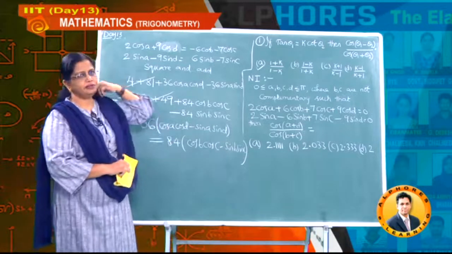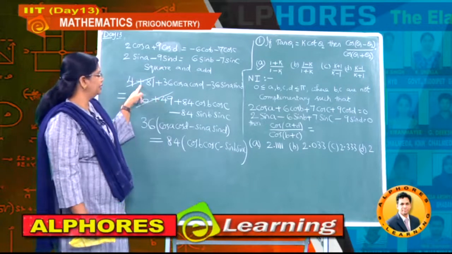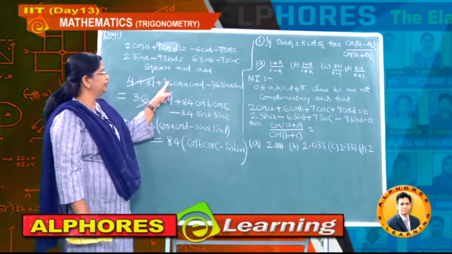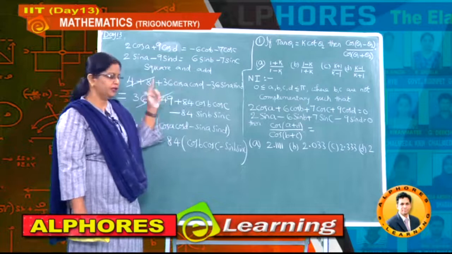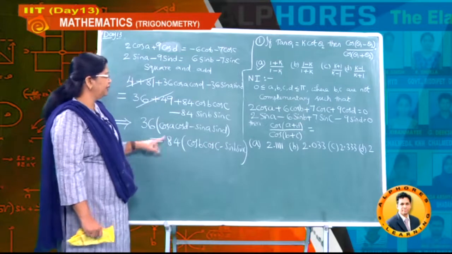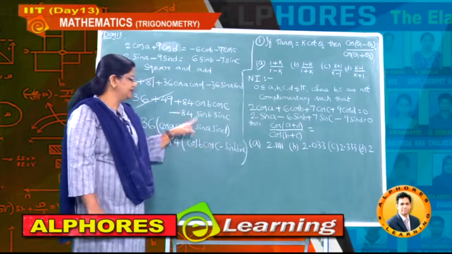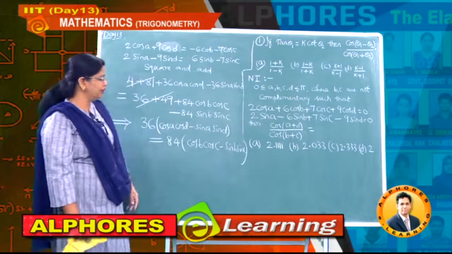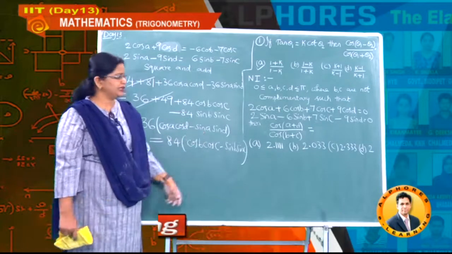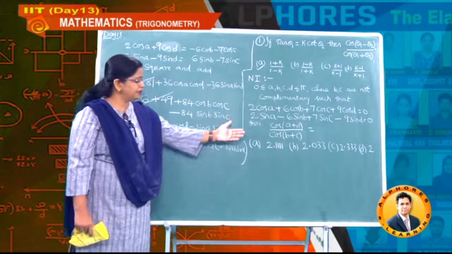So what we did, students: squared, added, and after that we cancelled 85 and 85, these two terms. Later from these two terms we took 36 common, cos A cos D minus sin A sin D. Here we took 84 common, thereby you got cos B cos C minus sin B sin C. Now students, observe, what is this formula? It's nothing but cos of A plus D, so you got the numerator. And this is cos of B plus C, that also you got.